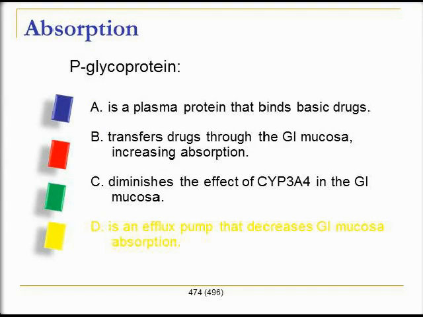So the answer is D. P-glycoprotein is an efflux pump that decreases GI mucosal absorption.